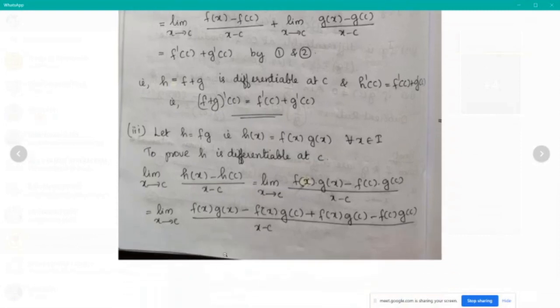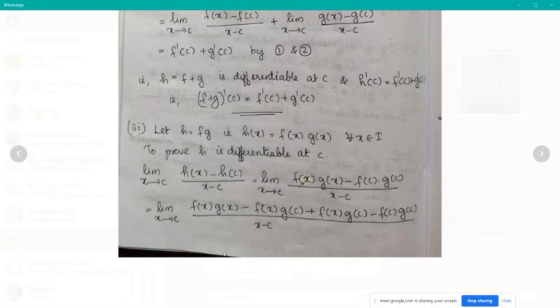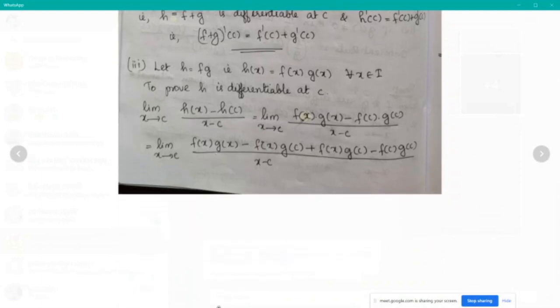Next is product. Consider the product f into g, name it as h. So h of x is f of x into g of x for every x in I. We have to prove h is differentiable at c. So consider the limit h of x minus h of c divided by x minus c. What is h of x? f of x into g of x. What is h of c? f of c into g of c.